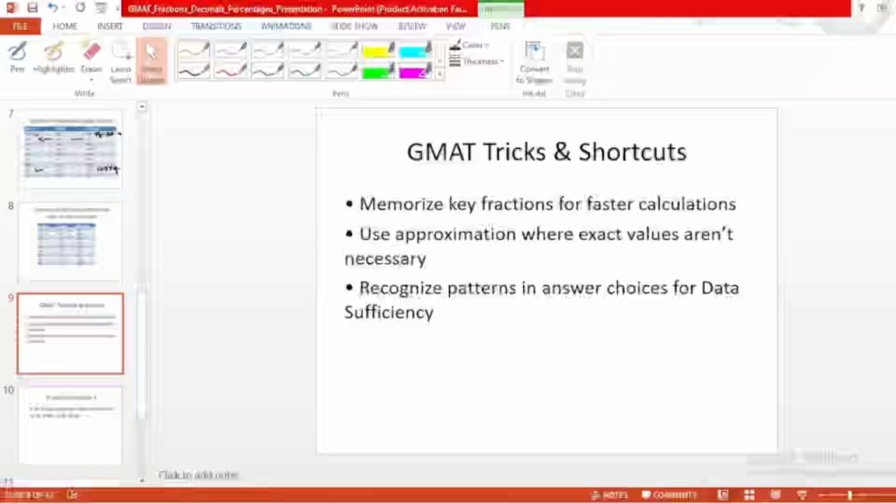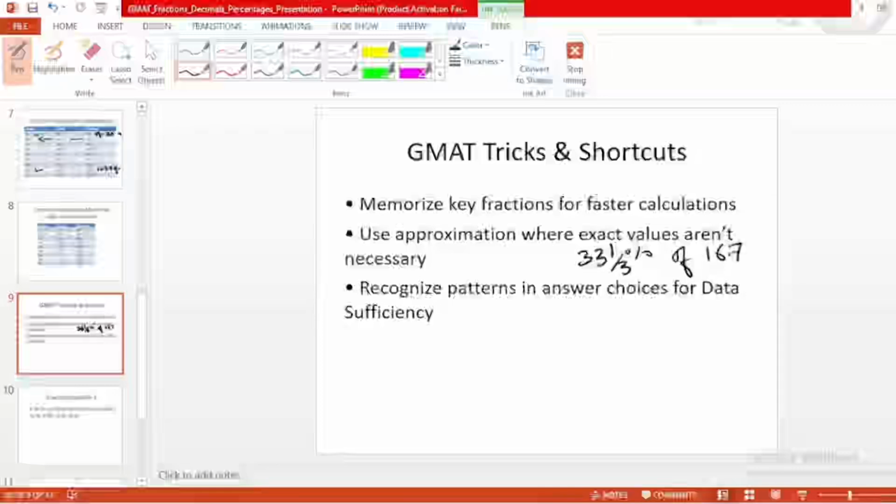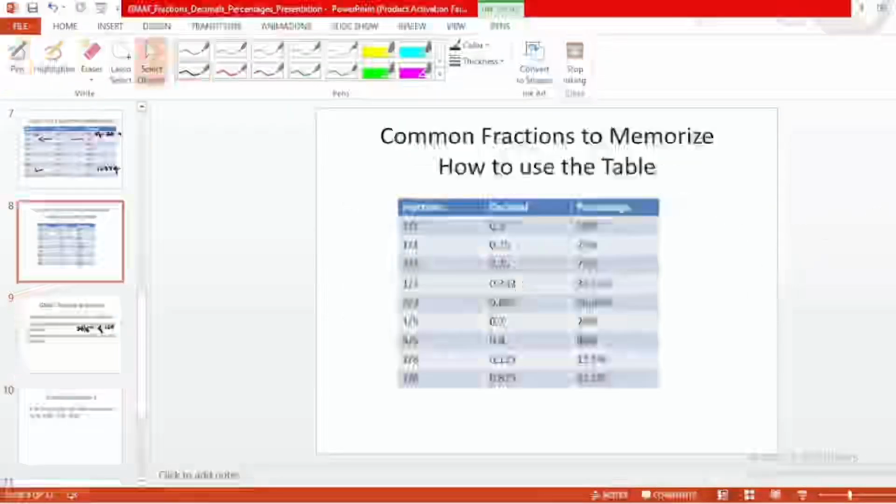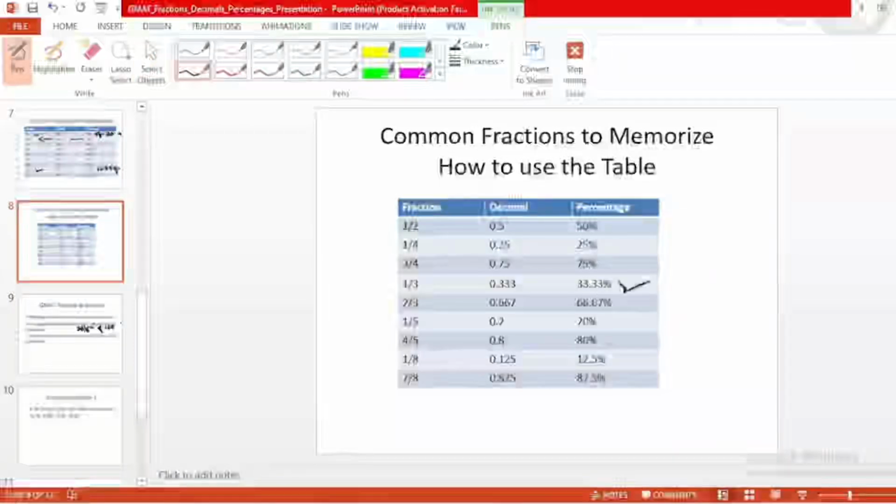Suppose we have to find 33 1 by 3% of, say, 167. This 33 1 by 3% can be written as 33.33% of 167. They are one and the same because we have to get the approximate value. Now you just go to the table. 33.33 is this one. And what is the fractional equivalent? It is 1 by 3.